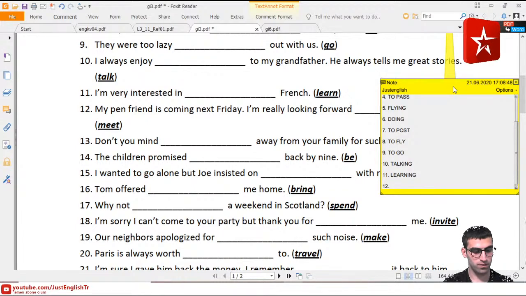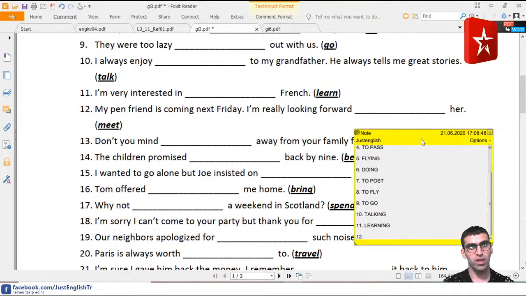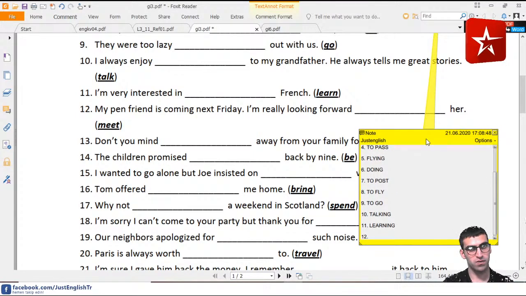Learning is a correct answer for number 11, guys. Why? Because in is a preposition here. That's why we wrote learning, not to learn. Number 12, my pen friend. My pen friend means online friend. My pen friend is coming next Friday. I'm really looking forward to... Oh, sorry. To what? Gülsafa and Ceylani say to meet. This is a little bit tricky question. Be careful, guys. It's a little bit different from others.